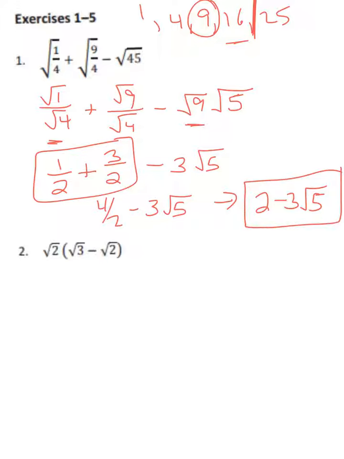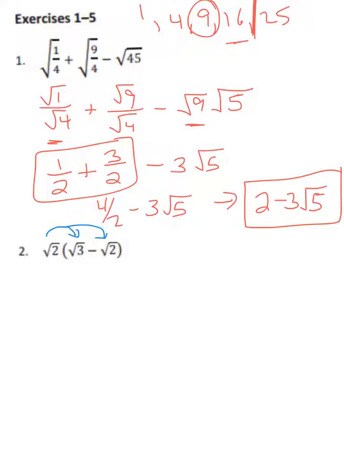That's 2 minus 3 radical 5. End of story. Okay? Now, in another example right here, we got distributive. We know how to distribute. We can multiply. Adding, subtracting, you can only combine like terms. Multiplying, whole different ballgame. Nice and easy.